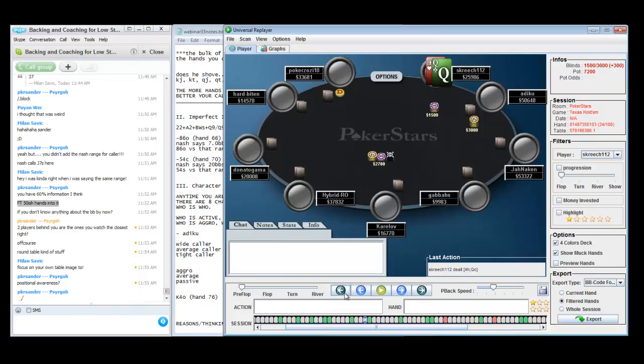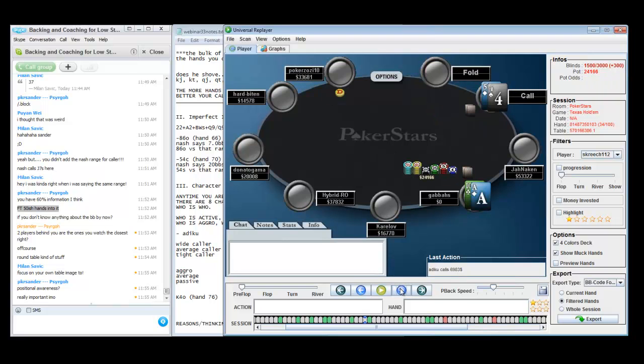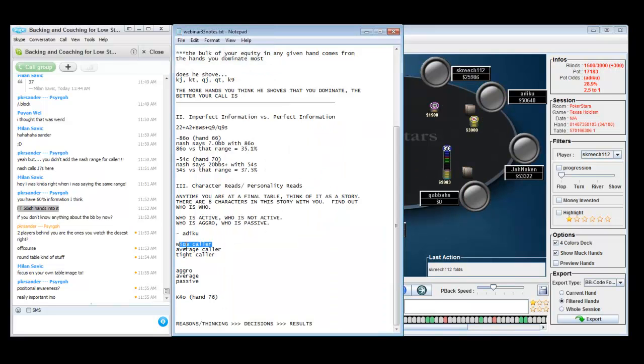Okay? So here's the first hand. We're just going to watch this guy. Very first hand of the final table. 5-4 offsuit. Okay? Now, in terms of calling, does that suggest a wide caller, an average caller, or a tight caller?